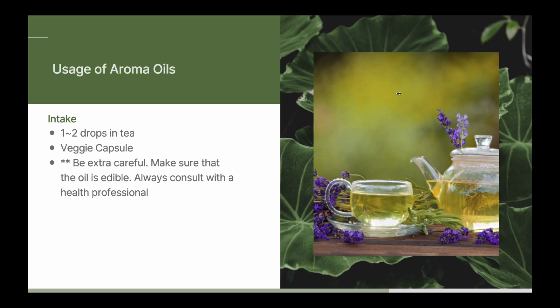But always be careful. Make sure that the oil is edible, of course, and always consult with a health professional before using it. If you have an existing illness or disease, be extra careful and make sure that these oils do not conflict with other medications that you take or create any health effects that may be detrimental to you.